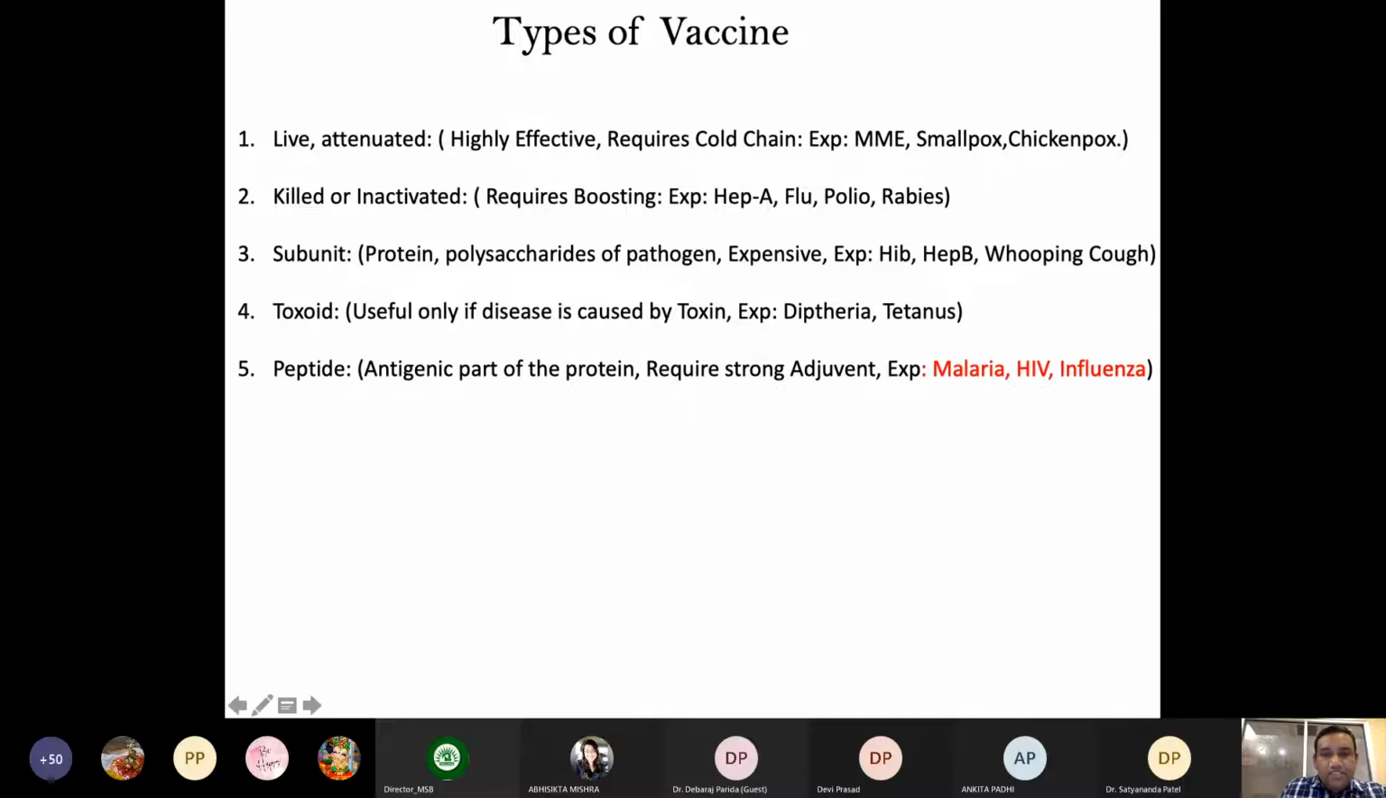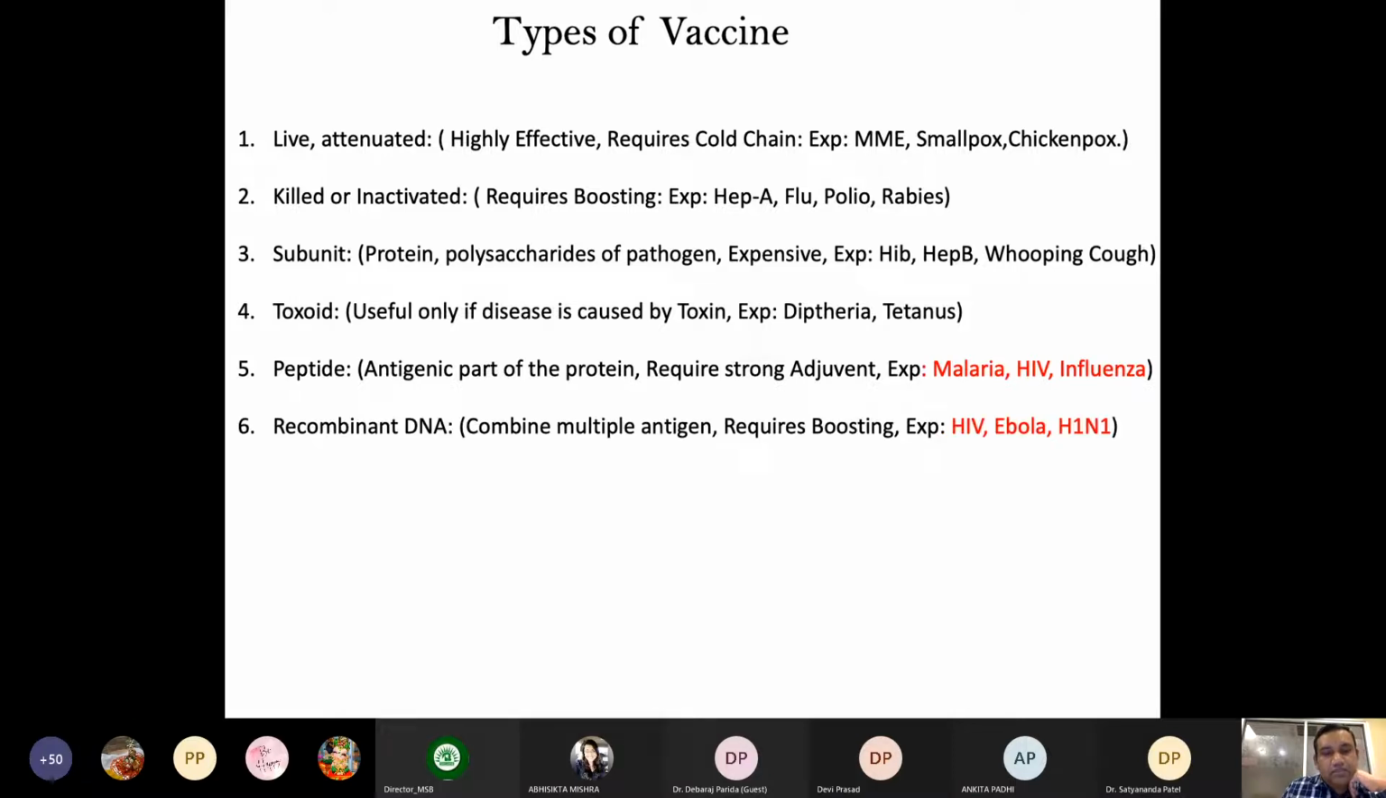But the peptide vaccine requires a strong adjuvant because they are small peptides, like 7 to 8 or 9 amino acids. So they themselves are not very highly immunogenic, and we need to add an adjuvant, something that is going to boost their antigenic property. Those are the drawbacks for the peptide vaccine.